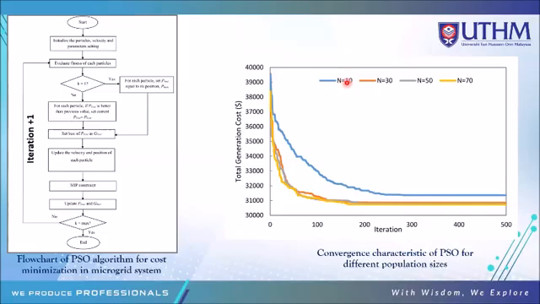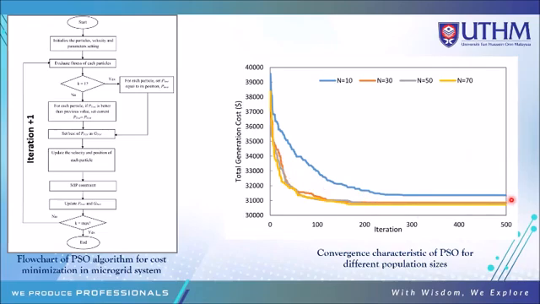Is 10 the best population size for our problem? It depends on the nature of your problem. Sometimes we feel this is not good, so we try to increase the population size, let's say to 30. Then we can compare the convergence characteristic for finding the minimum solution. It shows that 30 is better than 10. Then we try to increase to 50, to see if we can find a better solution, and we see the convergence behavior of the algorithm.